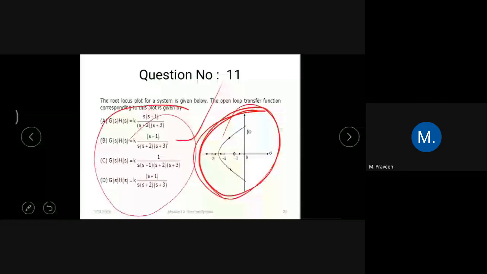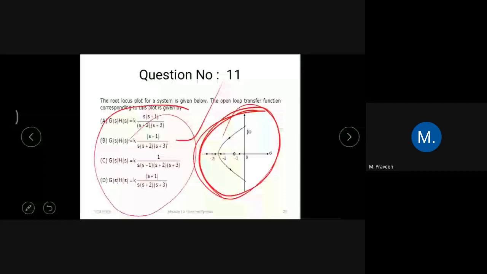To check that, I can go for either the centroid formula or the angle of asymptotes, but that is a longer procedure to find the correct transfer function. Instead, I can take a point at s is equal to minus infinity, look towards the right side, and count the number of poles and zeros. If the number of poles and zeros is an odd number, I can say that is the transfer function of the root locus. This is a condition for any root locus. If I see option A, the number of poles and zeros is an even number.